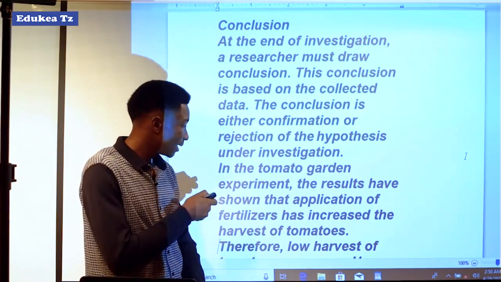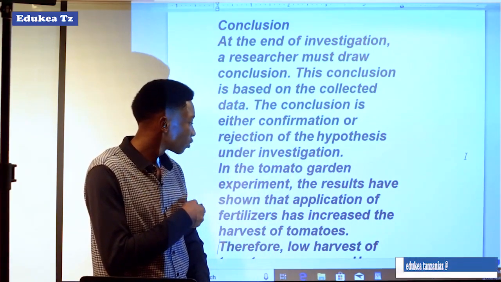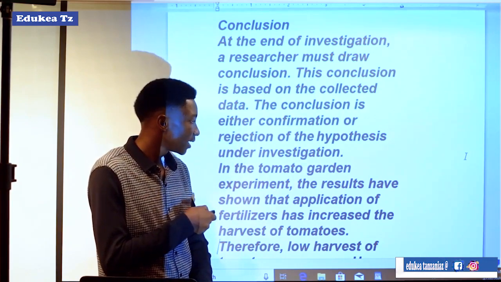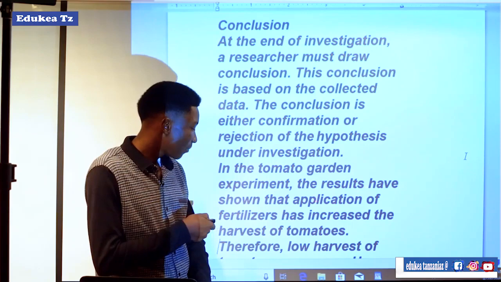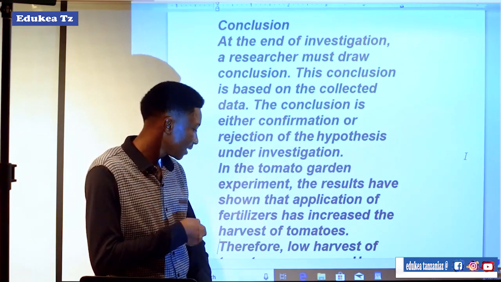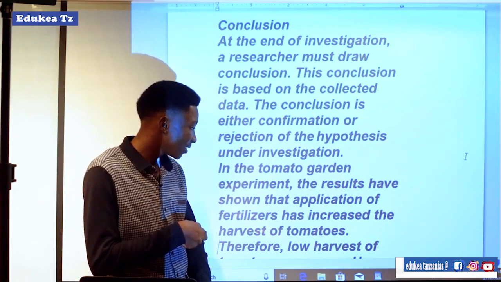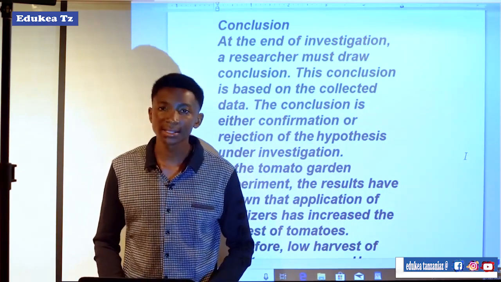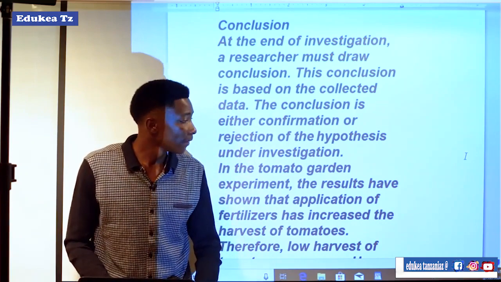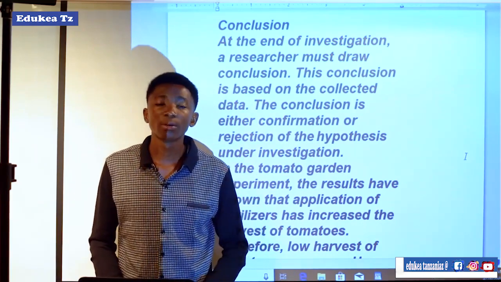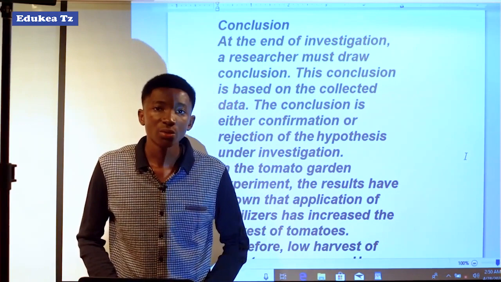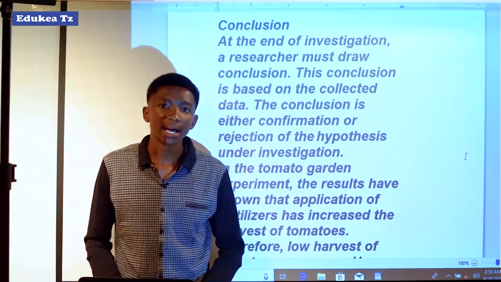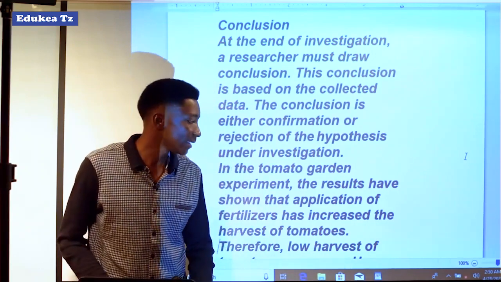Now, we say in the tomato garden experiment, the results have shown that application of fertilizer has increased the harvest of tomatoes. In Juma's garden, as we discussed before, there was a problem that tomatoes did not grow or did not yield at the highest.